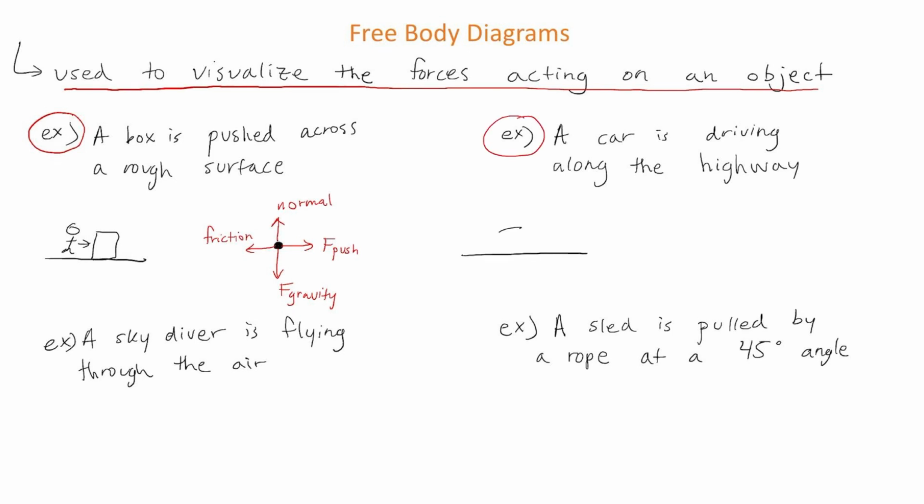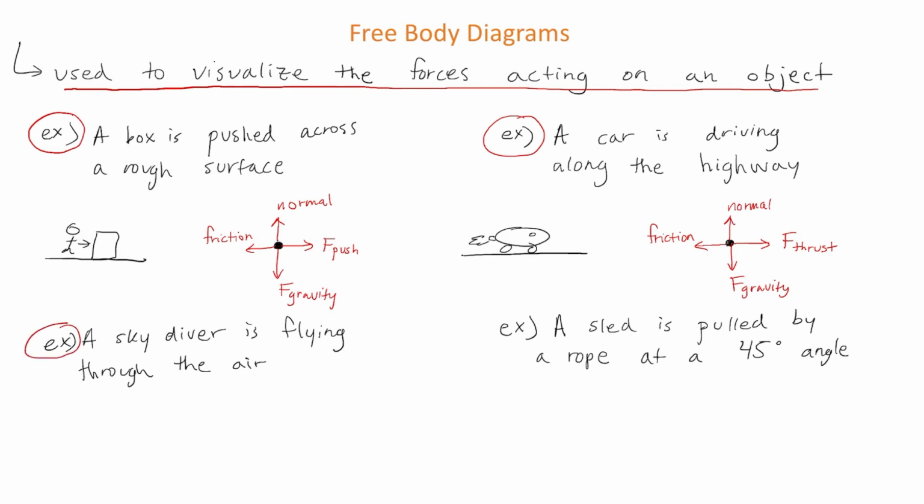Next, we have a car that is driving along the highway. Again, we represent the object, which is the car, as a single point. And then we have to ask ourselves, what forces are acting on this object? We know the car has an engine, so that would be a thrust force, and we can draw that pointed to the right because the thrust force will always be in the same direction as the object's motion. And because the car is driving along a surface, there will be some friction between the car's tire and the road. And now we also know gravity is pushing down on this car, and the surface is pushing back up on the car. So we draw the normal force vector.